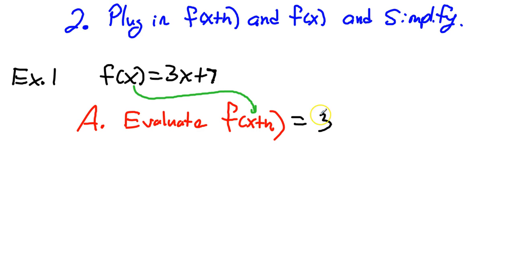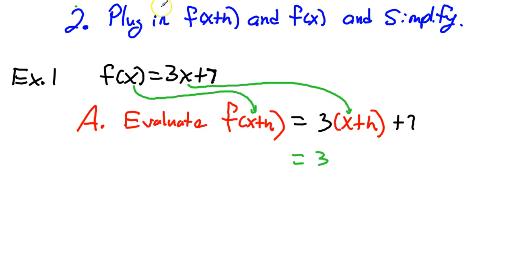So that's going to be 3 times x plus h plus 7. Okay, and again, if it's just x to the first power, this is really not bad because all you're going to do is a little bit of distributive property. That makes it 3x plus 3h plus 7.